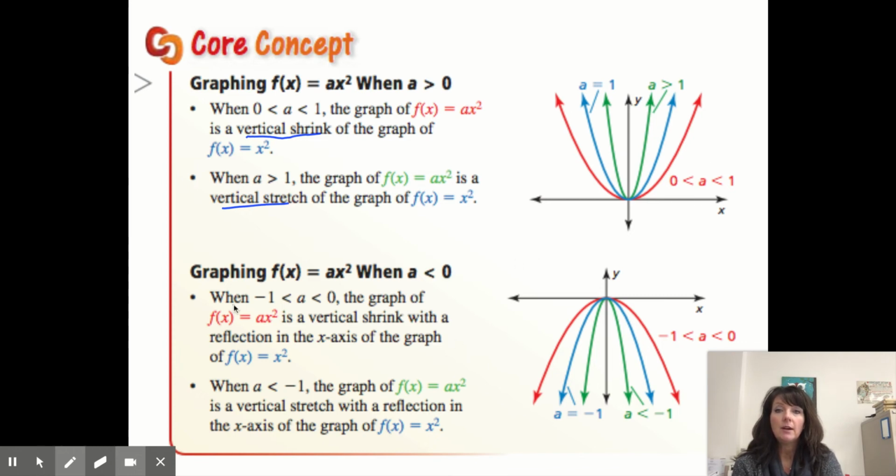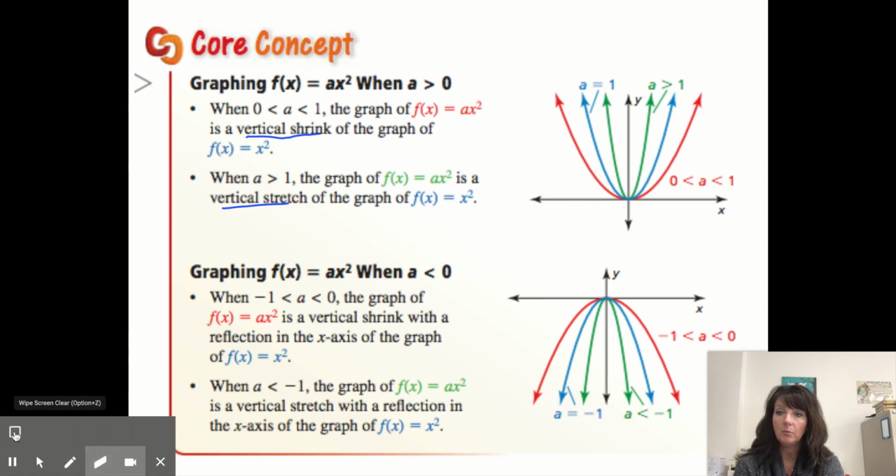If you have a less than 0, so if our leading coefficient of a right there is negative, we have a reflection. So all the same things apply. You still can have your vertical shrink when it's a negative fraction, or you have a vertical stretch when the absolute value is greater than 1. So keep that in mind. Or they also call that less than -1 because of the way negative numbers work.